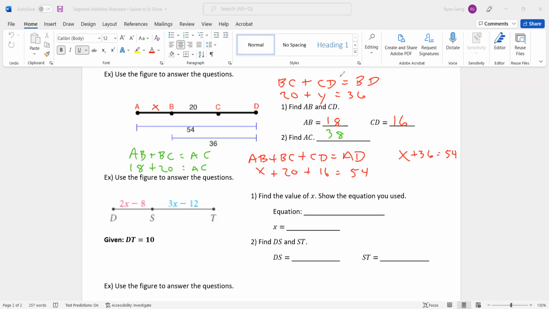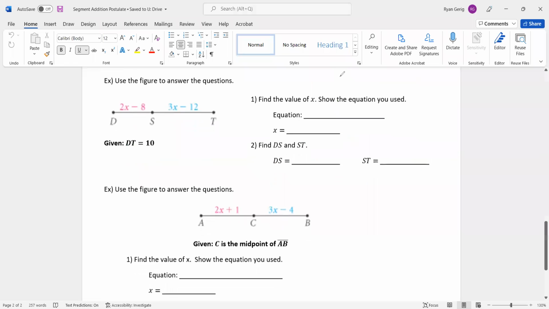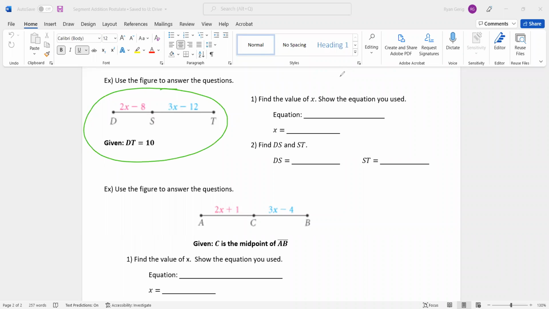Now, it's not all just going to be numbers. You could have equations as well. We're actually going to see equations a lot. Find the value of X and show the equation you use. Okay, so let's look at this picture. And the picture includes the given. Make sure you see the given. Very important here. So what I see is DS plus ST equals DT.